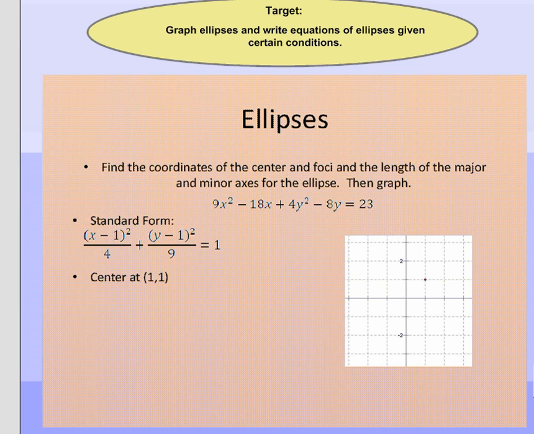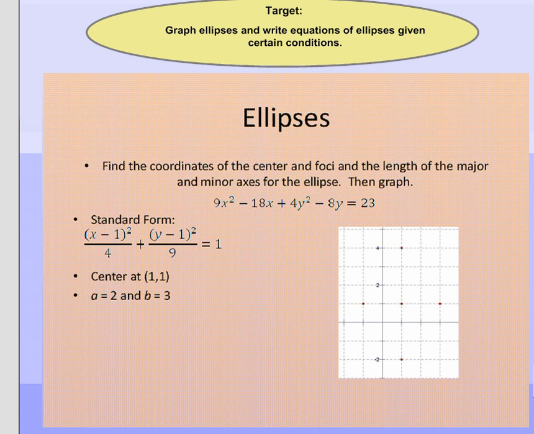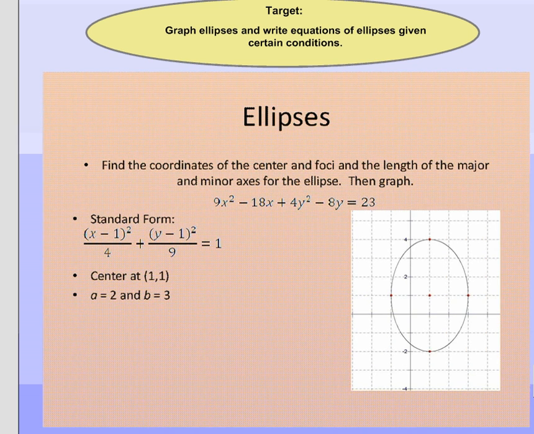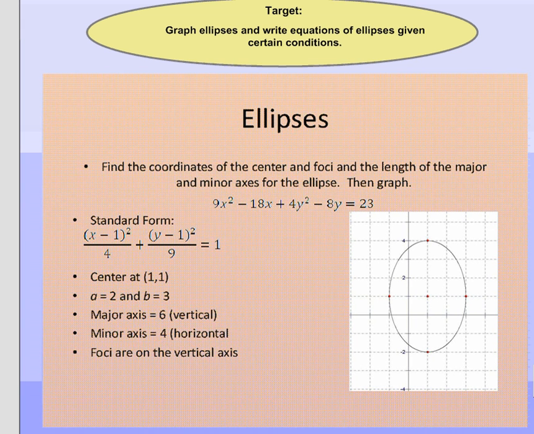Okay, so now you see our center is at 1, 1. A is 2, and B is now 3. So again, I can put points 2 to the right, 2 to the left, 3 up, 3 down. So it's very similar to our last example. Those should be enough to create our ellipse, so it's done graphing now.